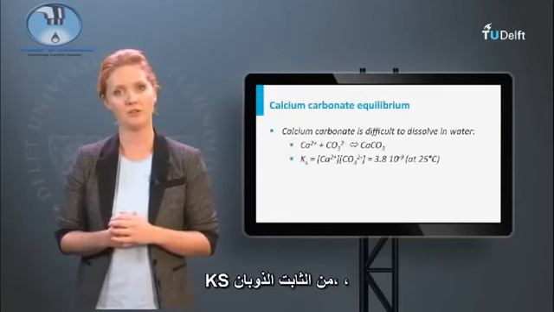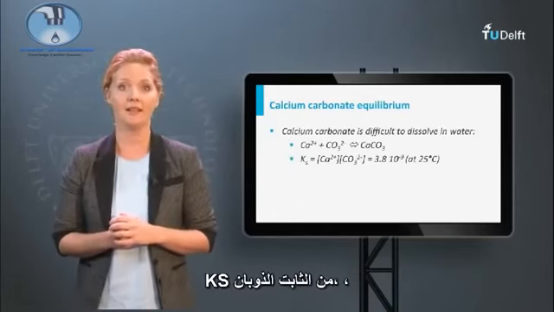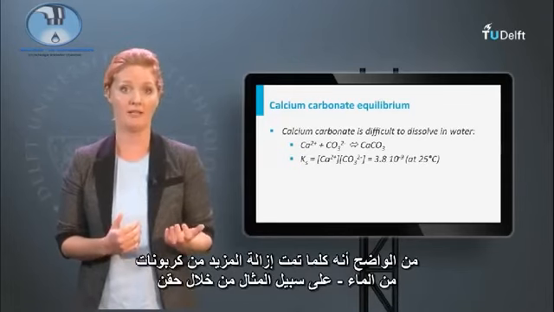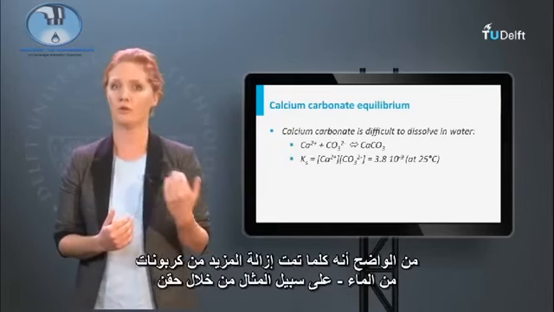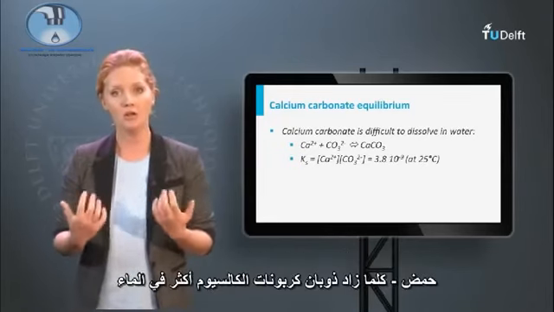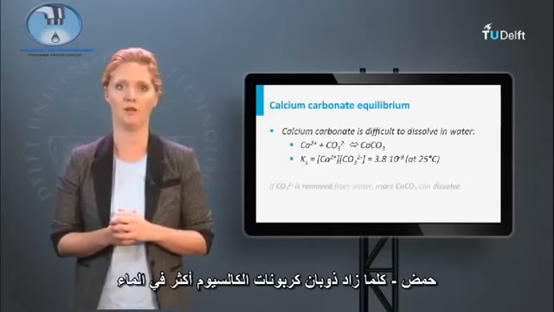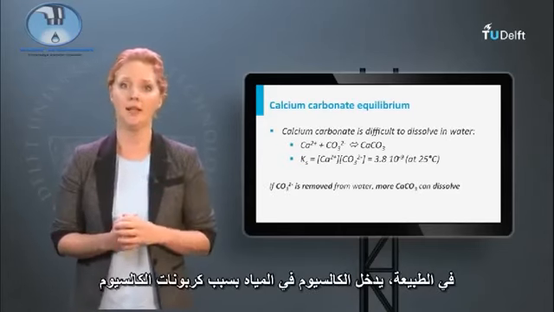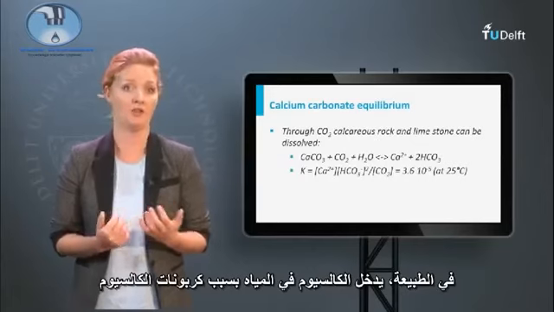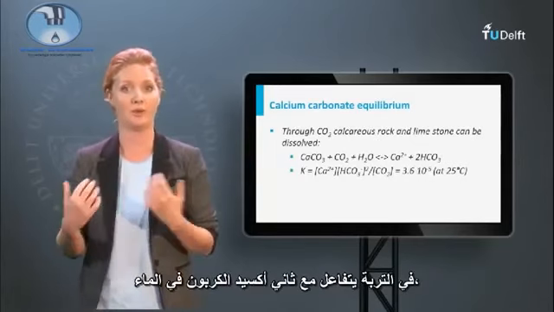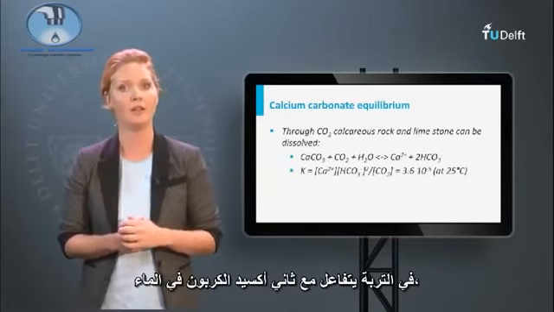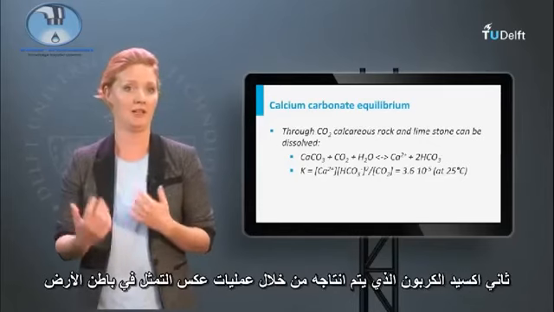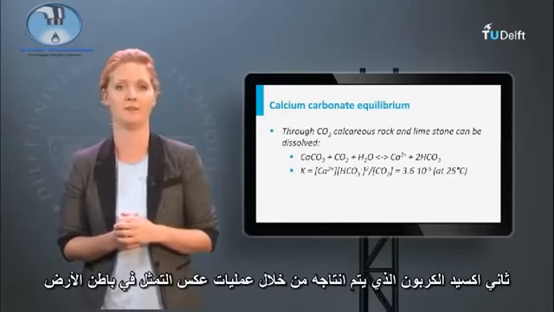From the solubility constant, Ks, it is clear that the more carbonate is removed from the water, for example by dosing an acid, the more calcium carbonate can dissolve into the water. In nature, calcium enters the water because the calcium carbonate in the soil reacts with the carbon dioxide in the water, which is produced through dissimilation processes in the subsurface.